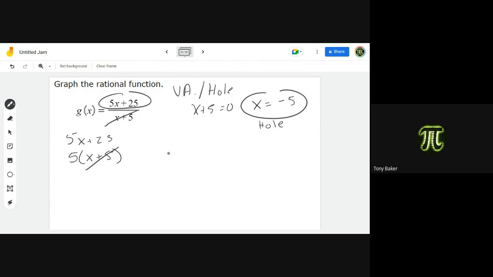So my g of x now, in this case, is just 5, because I was able to cancel out the bottom. So this one is literally going to be a horizontal line at 5.